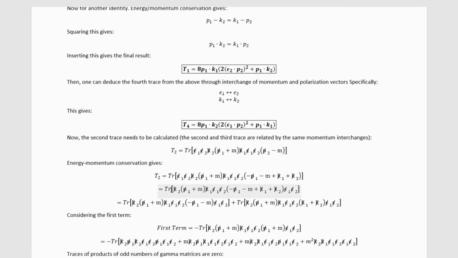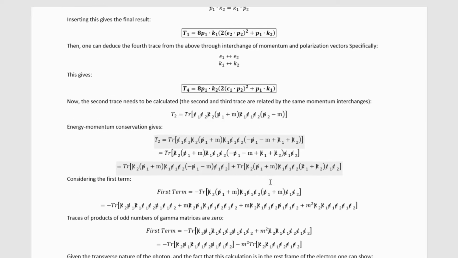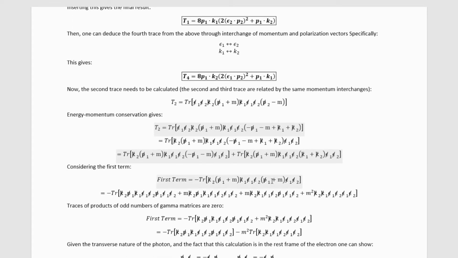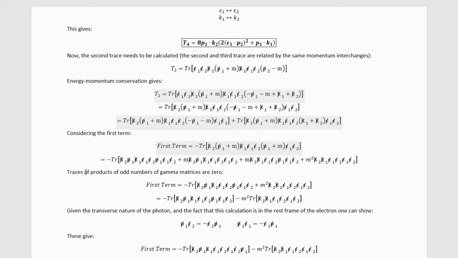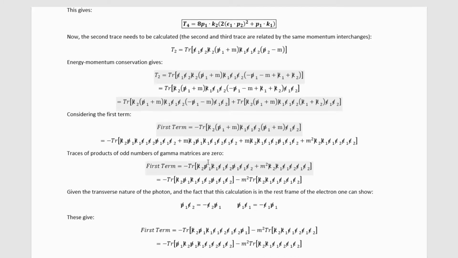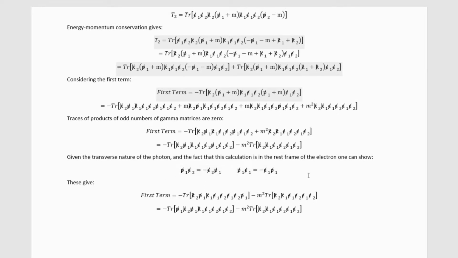Energy and momentum conservation allows us to go from this to that, and then ultimately I broke this up into two terms, and I handled them separately. The first term is what we're going to start by calculating, multiplying all that out, and getting rid of terms that are zero, because traces of products of odd numbers of gamma matrices are zero, ultimately gets us to this. It gets rid of two of the terms. We can then use these two relations, which I can't remember if we proved them above. If I haven't proved it, then I'll just tell you the proof works the same as for the identities.